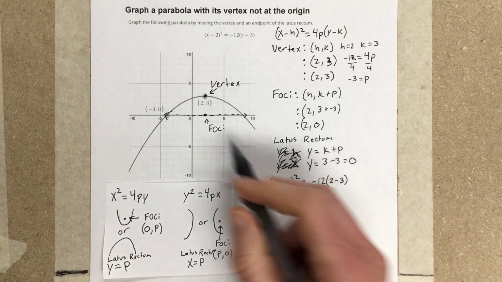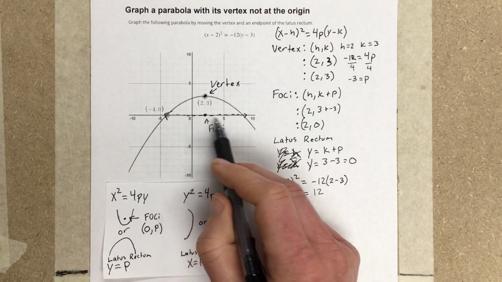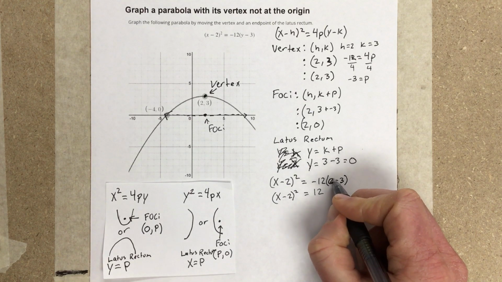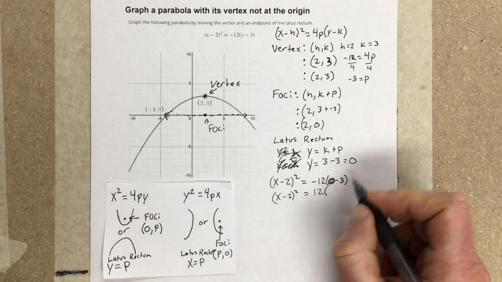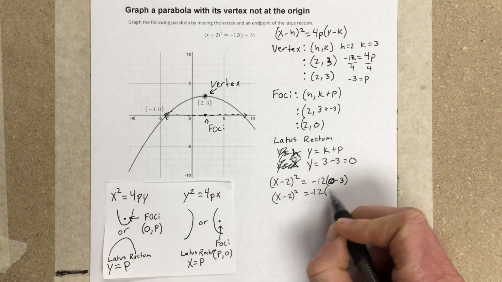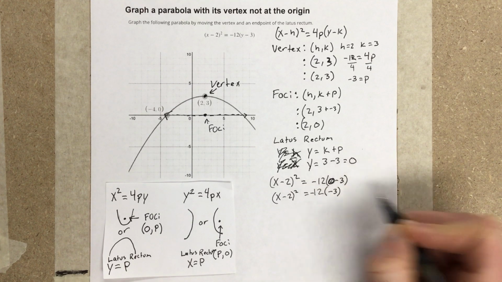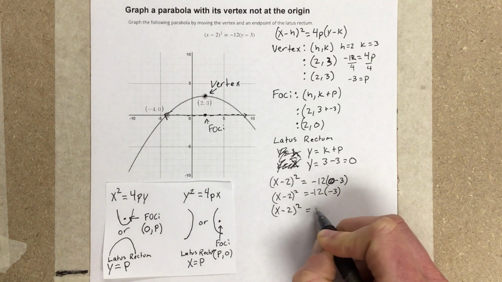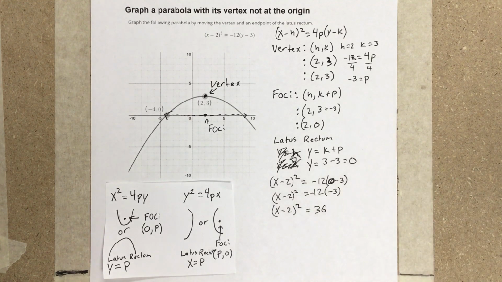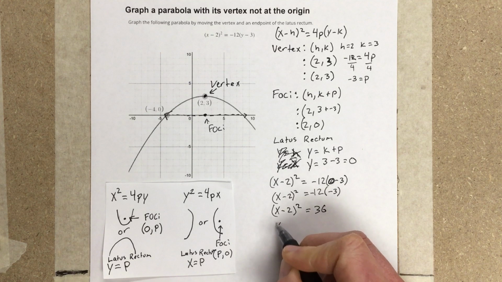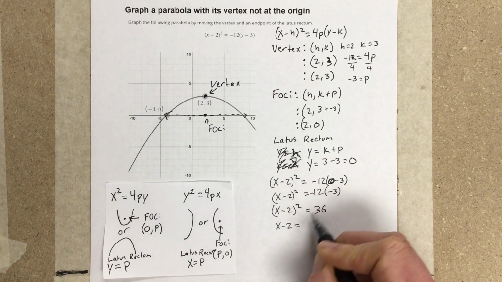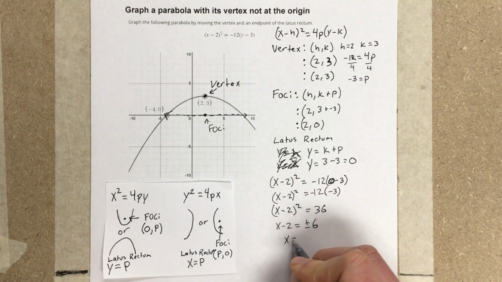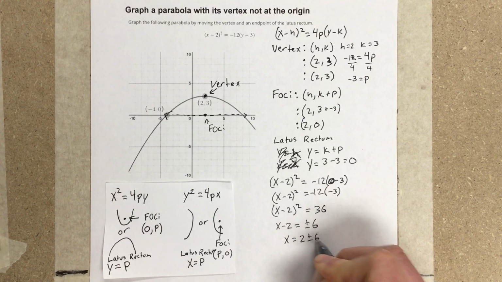y equals 0 is the latus rectum. That's right here. It goes through the foci. I should have plugged in 0 into this equation. And then that would give me negative 12 times negative 3 here, which will give me (x - 2)^2 equals 36. I'll do the square root on each side. So I have x minus 2 is equal to plus or minus 6. Add the 2, I get x is equal to 2 plus or minus 6.